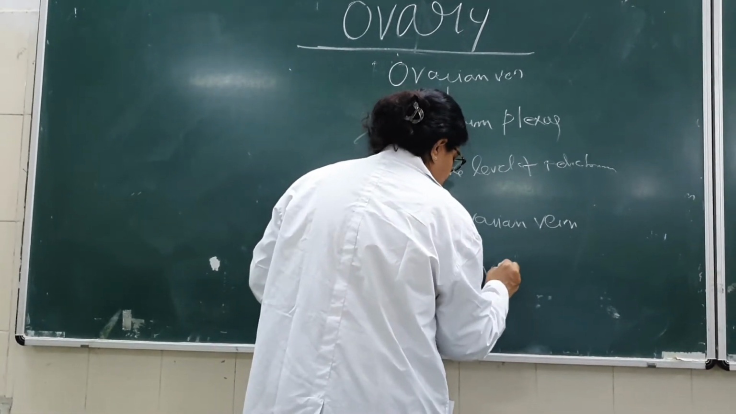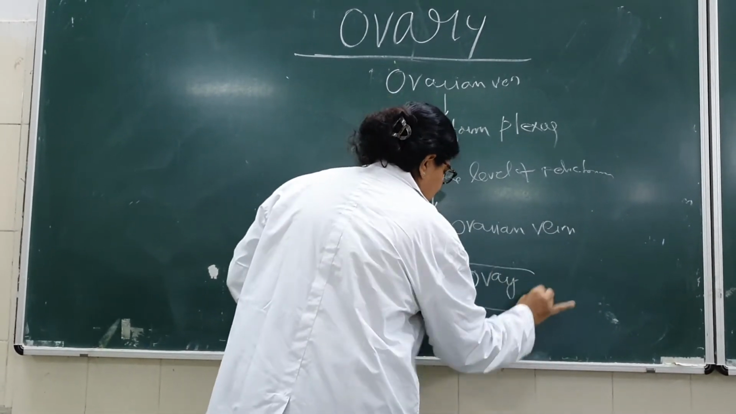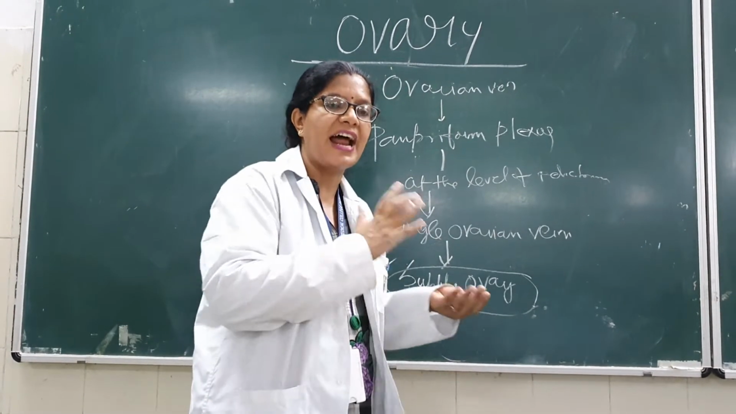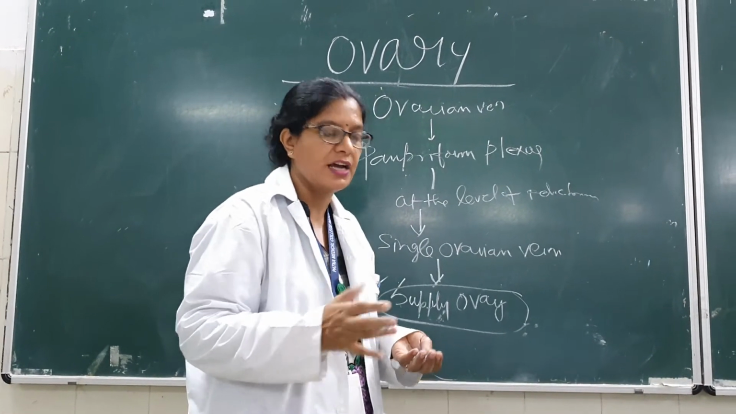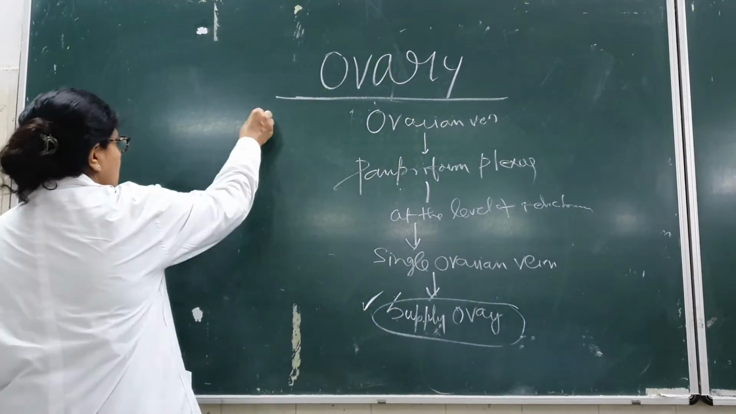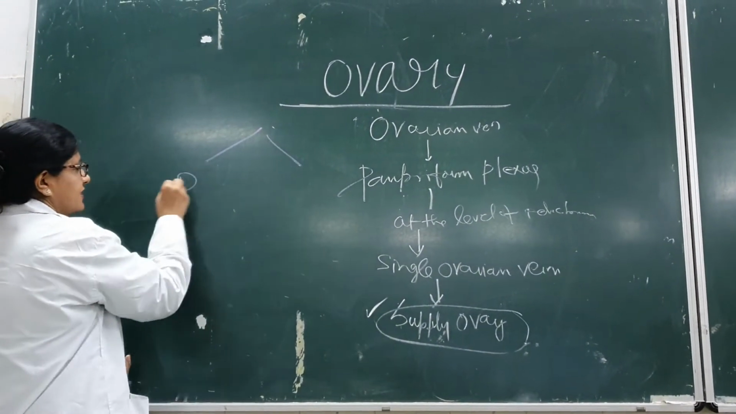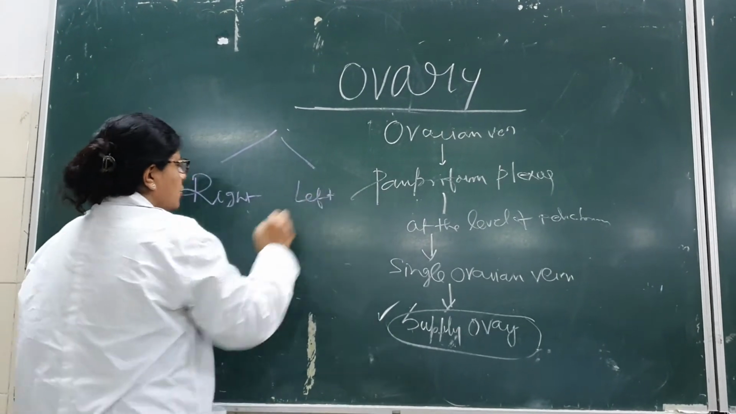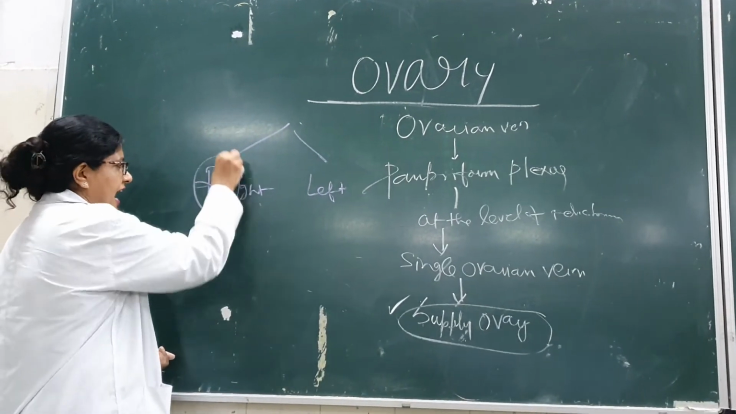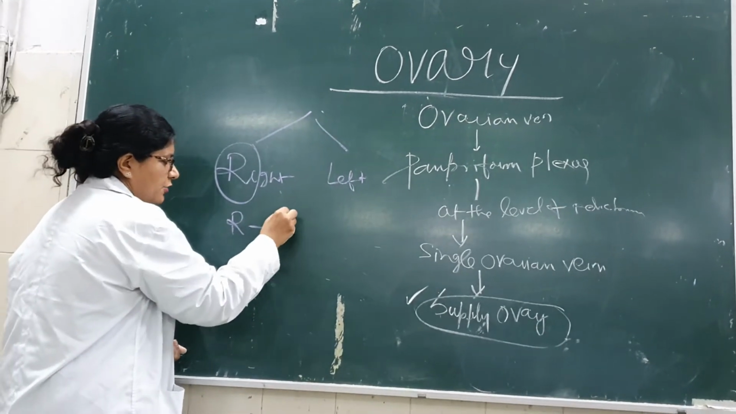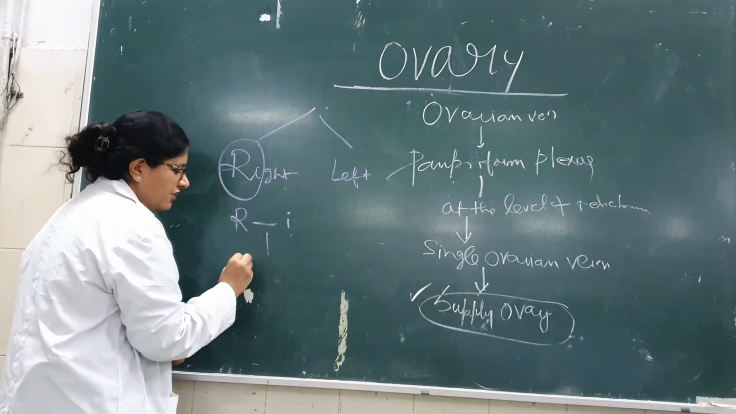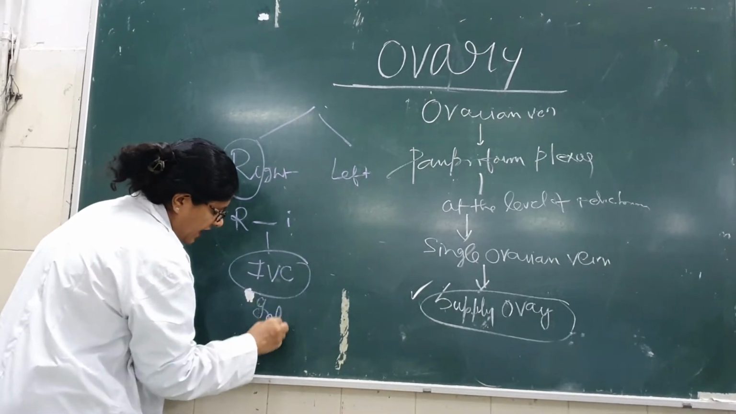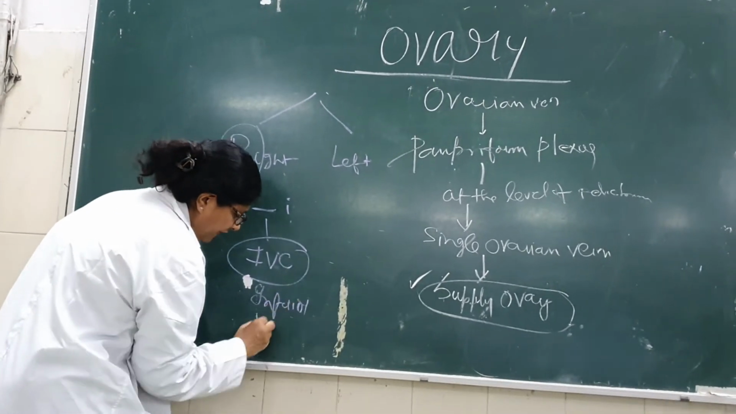the ovary. But what is the twist here? There is an important point to remember: the venous drainage of the right side and left side is different. How is it different? Right side and left side. So what does the right tell you? The right side will go into the IVC, or the inferior vena cava.